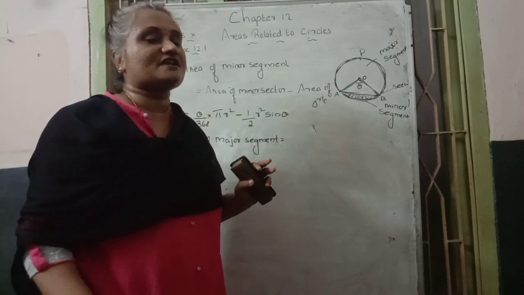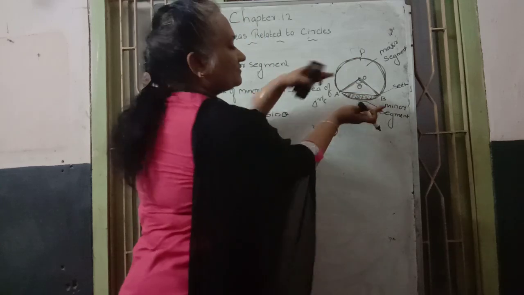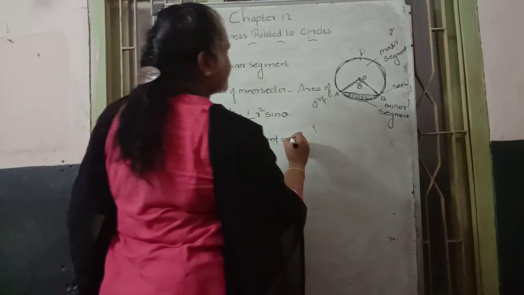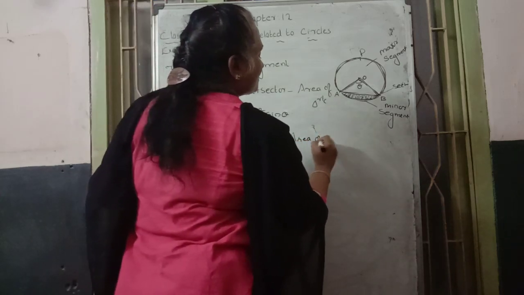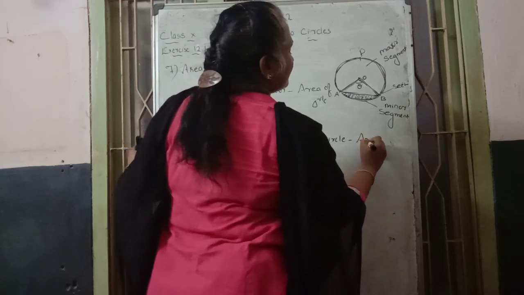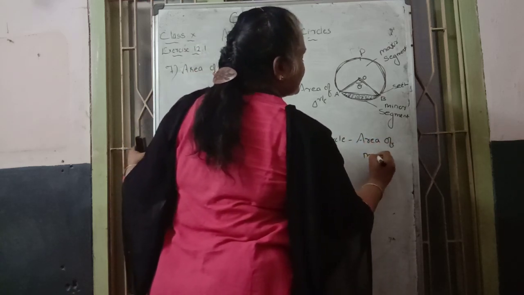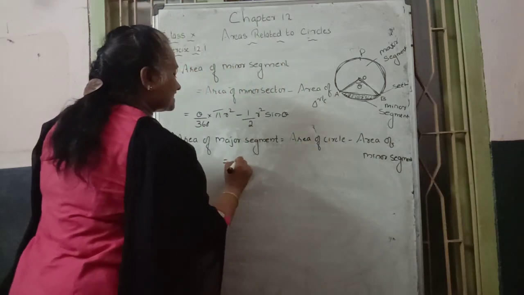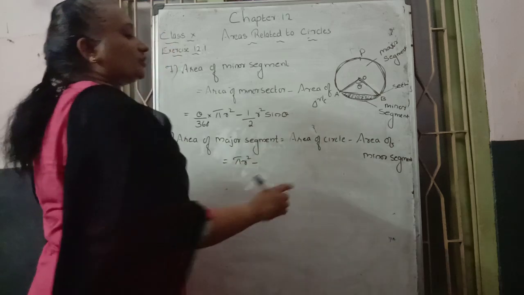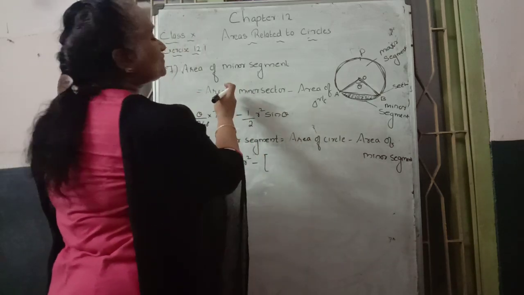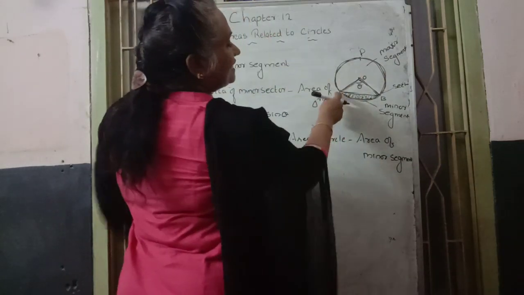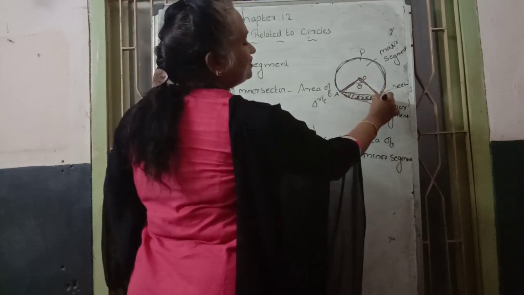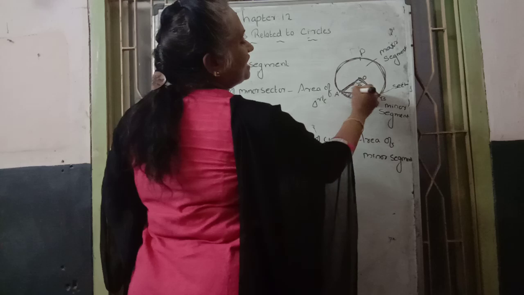How to get the major segment? The area of the circle is subtracted with the area of the minor segment part. We get the major segment. So area of major segment is equal to area of circle minus area of minor segment. Here we are applying the minor segment. Area of a circle, what is the formula? Pi r square is the formula. Area of minor segment, how to find out? Area of the sector, this is our area. This part: how to get the area of the sector? The minor sector is removed with the area of this triangle.